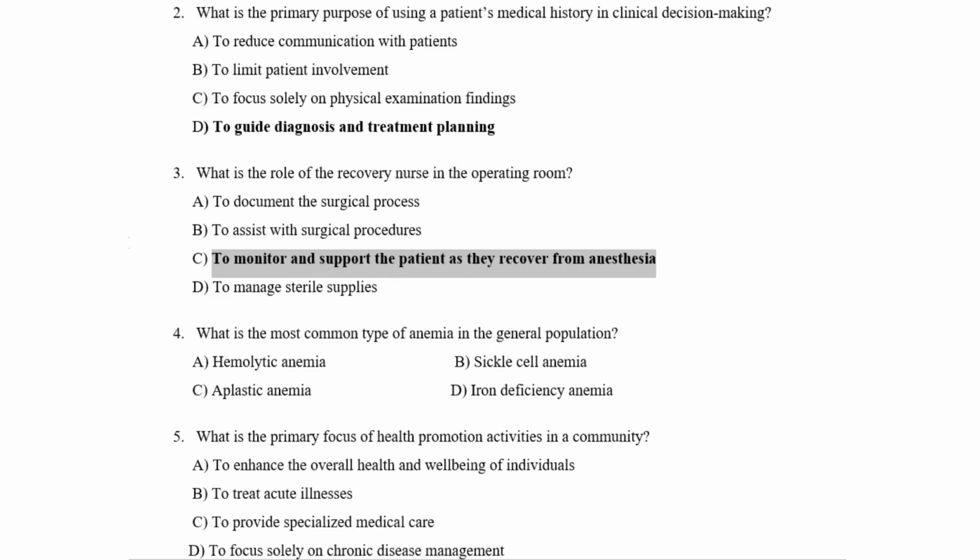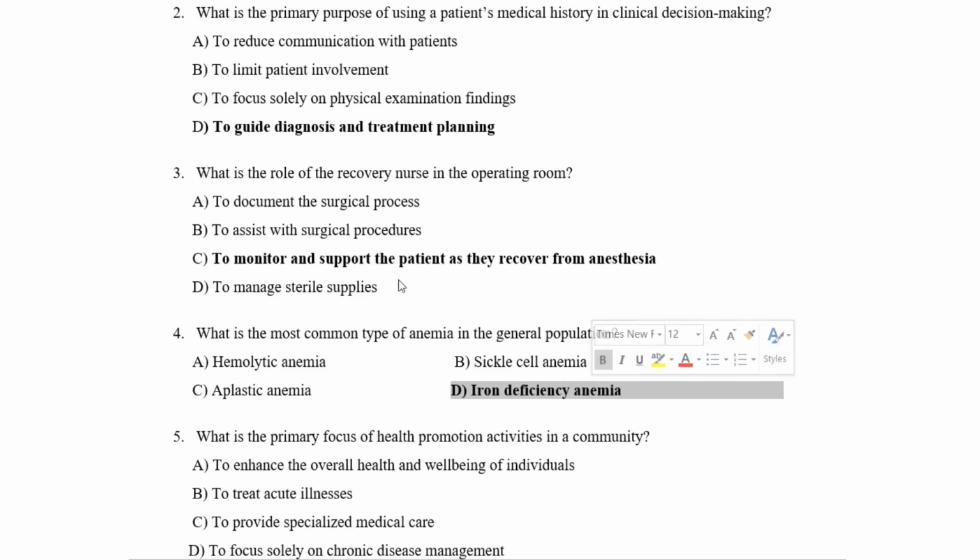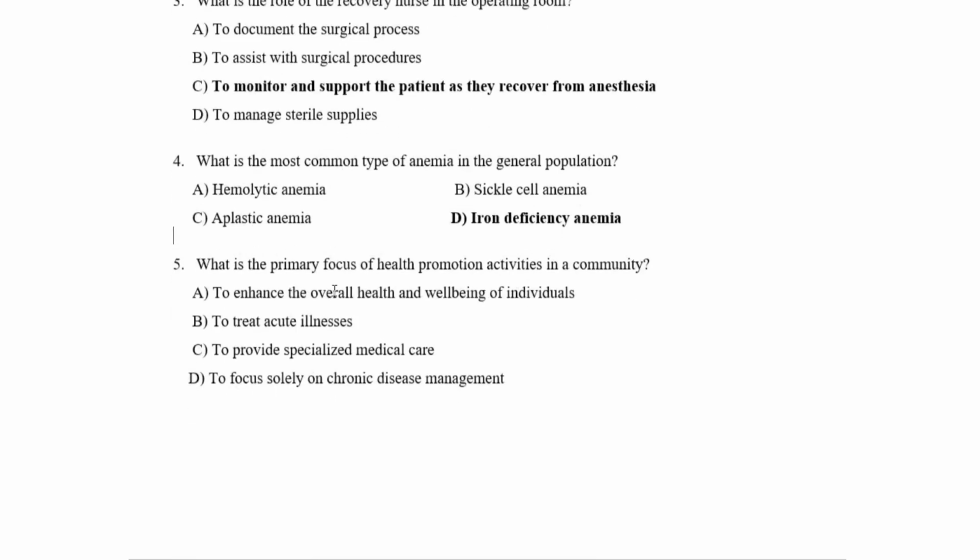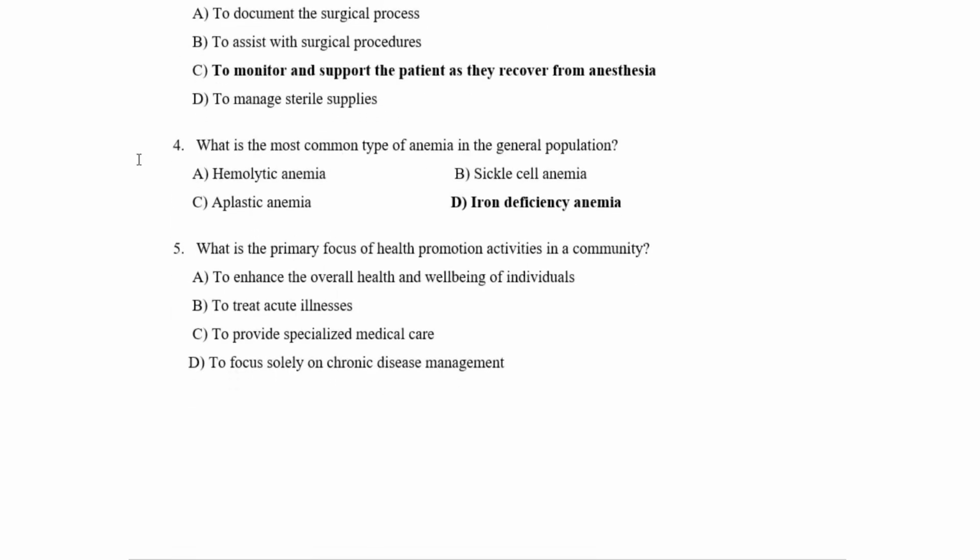त्यसैगरी हामी क्वेशन नम्बर 4 मा हेरौं त। What is the most common type of anemia in the general population? Option A मा रहेछ, hemolytic anemia. Option B मा रहेछ, sickle cell anemia. Option C मा रहेछ, aplastic anemia. Option D मा रहेछ, iron deficiency anemia. यसको सही उत्तर हो अप्सन डी, iron deficiency anemia.